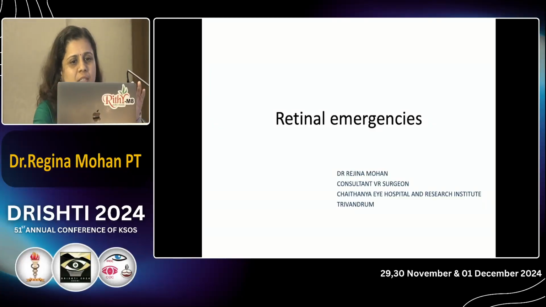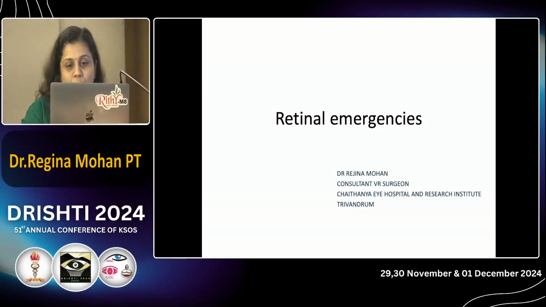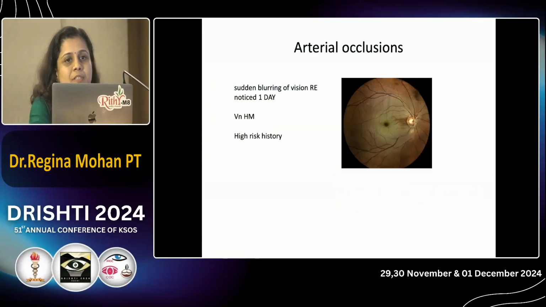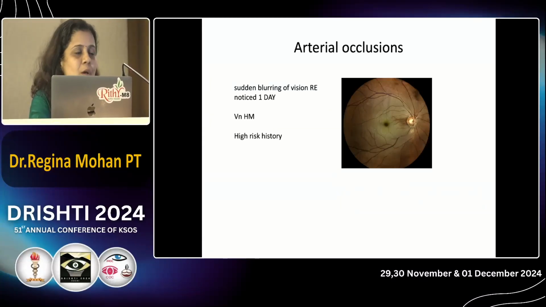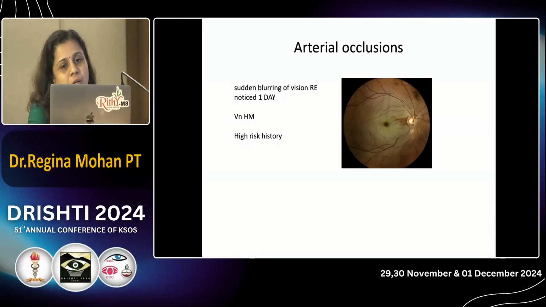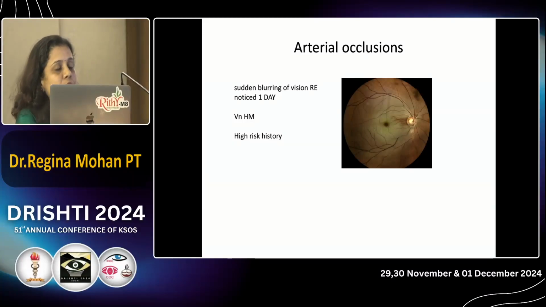So I'll be discussing some retinal emergencies. Whenever we see retinal emergencies, the first thing that comes to mind is always arterial occlusion. In arterial occlusion, the patient comes with a sudden drop of vision, especially in the range of hand movements or PL, without any preceding symptoms.